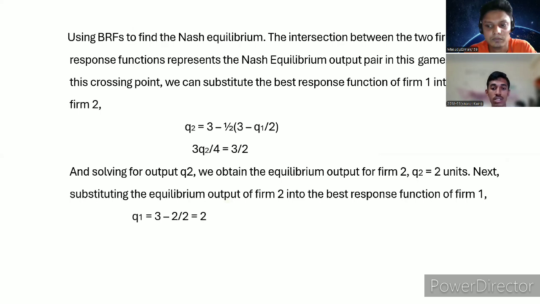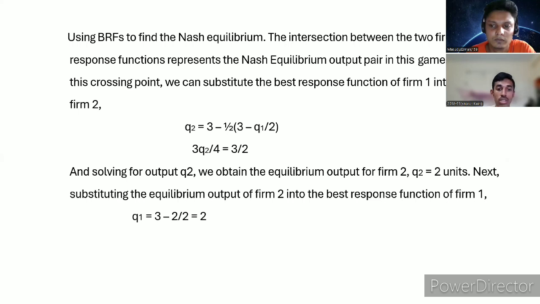Next. Using the best response functions to find the Nash equilibrium, the intersection between the two farms' best response functions represents the Nash equilibrium output pair in this game. To find this crossing point, we can simply substitute the best response function of farm 1 into that of farm 2. After manipulating, we find Q2 divided by 4 equals 3 by 2. After solving, farm 2's equilibrium output is 2 units.